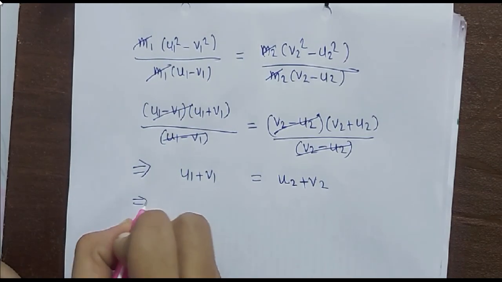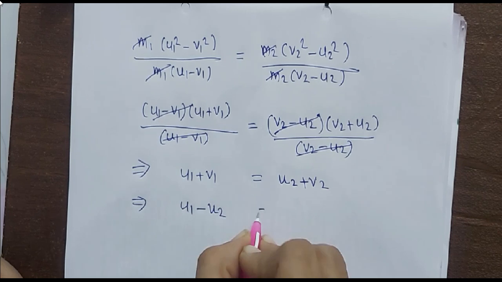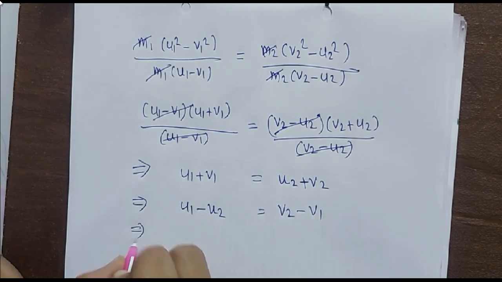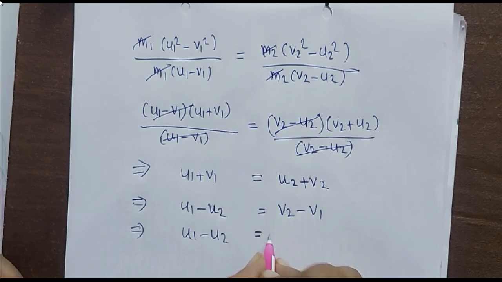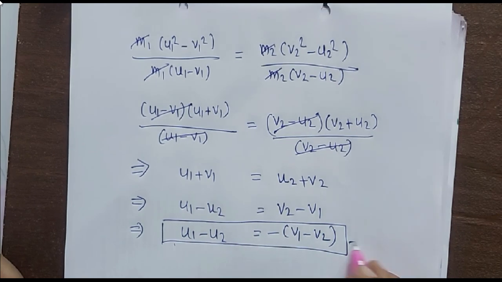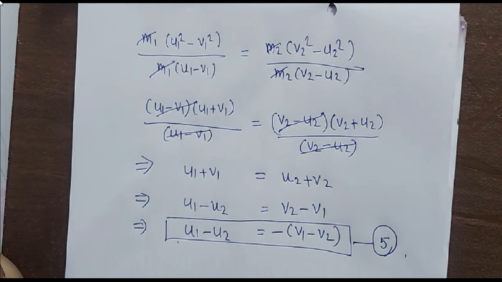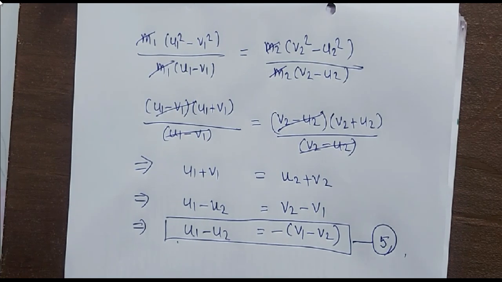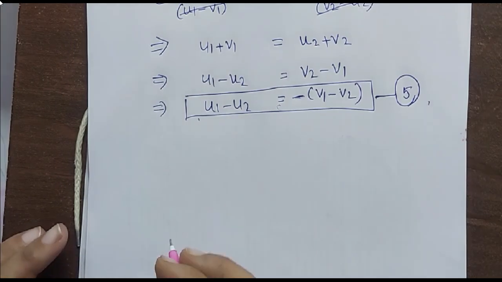Again rearranging, we will get u1 minus u2 is equal to v2 minus v1, or this can be u1 minus u2 is equal to minus (v1 minus v2). This is a very important statement. This is equation number 5. So equation 5 shows that in an elastic one-dimensional collision, the relative velocity with which the two particles approach each other is equal to the relative velocity with which they recede. The negative sign shows that they will recede away from each other after collision.